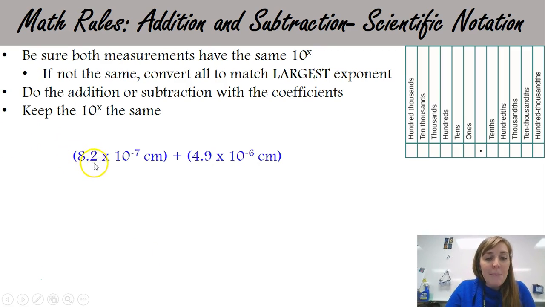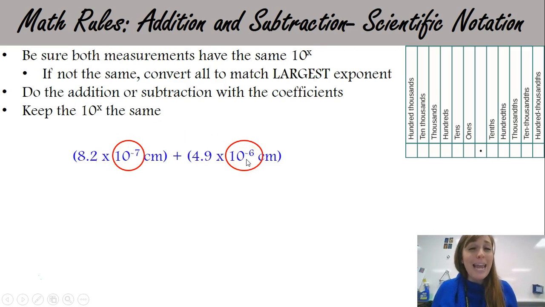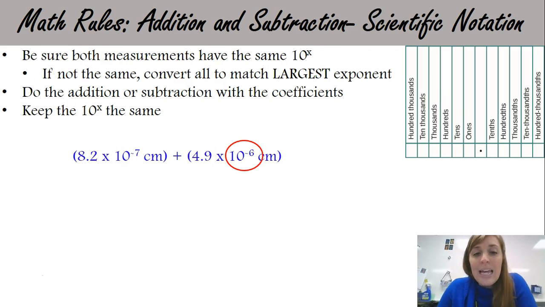So I've got 8.2 times 10 to the negative 7 centimeters plus 4.9 times 10 to the negative 6 centimeters. So first we evaluate our 10s. Which of these is bigger, negative 7 or negative 6? Remember, it's negative, so it makes it a little weird. The negative 6 is actually larger. So I need to change this decimal place so that this becomes 10 to the negative 6.